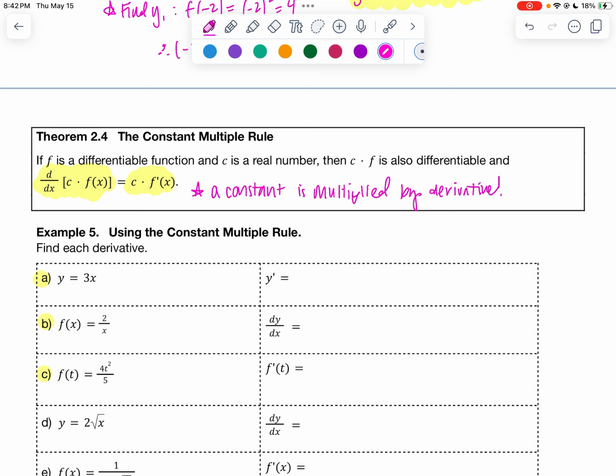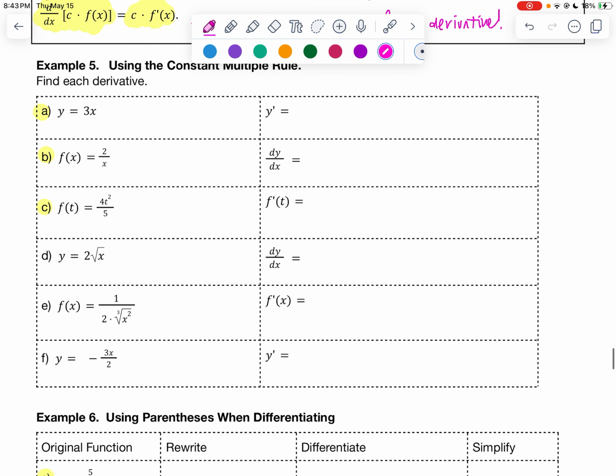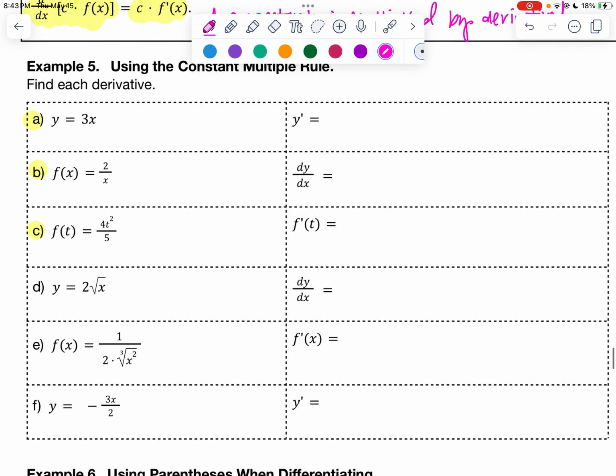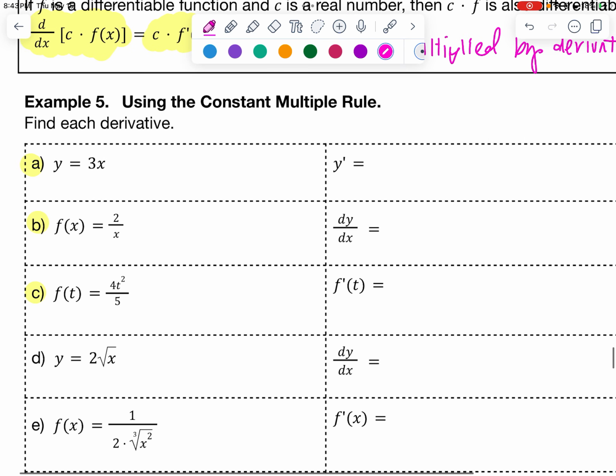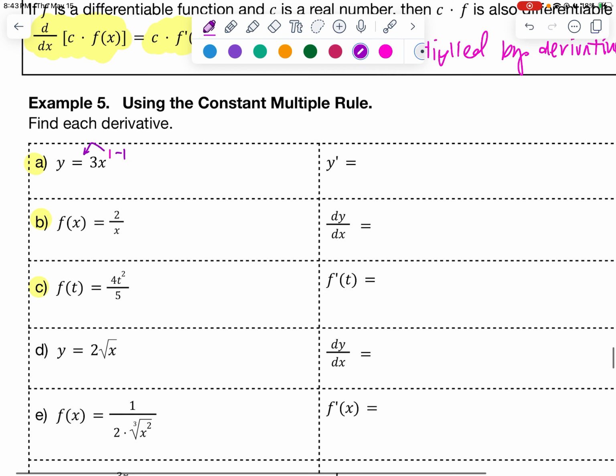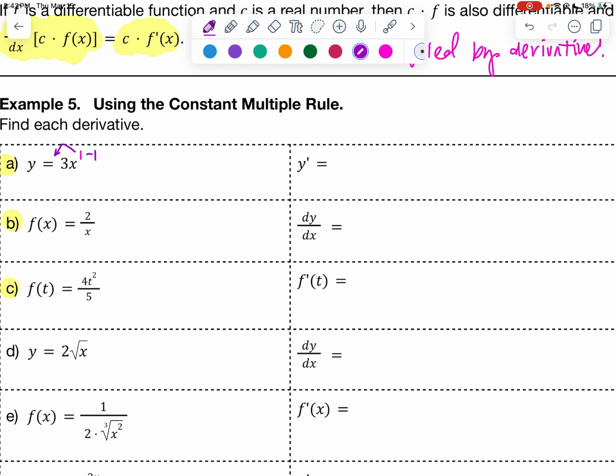Okay, so let's do example 5. I'm going to do parts A, B, and C with you guys, but I want you to try D and F. Let's go through the motions. I'm going to find the derivative. This is really to the power of 1. I'm going to bring it up front, subtract 1. Therefore, we get 3. It's really like 1 times 3, x to the 0th power.